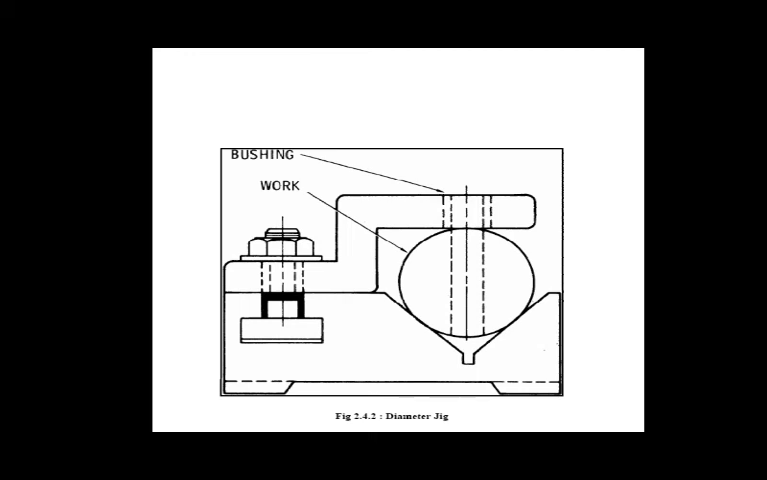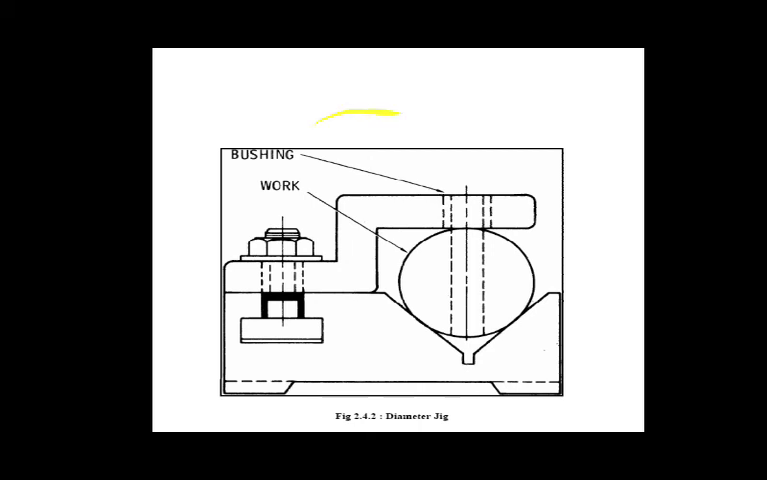Okay, and next we have seen the channel jig. In this type, the cross section of the jig was a channel, where the component was fitted within the channel and clamped by the knob. On one end it will be knobbed, and on the other side the drilling can be performed. Okay, so this was the channel jig.